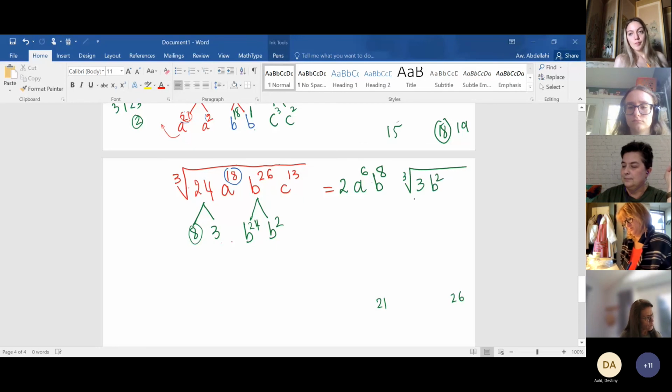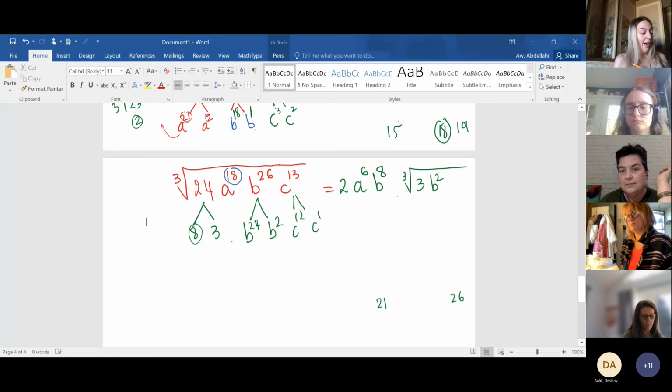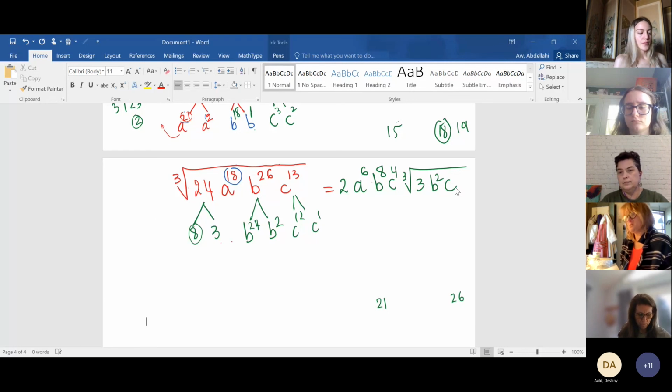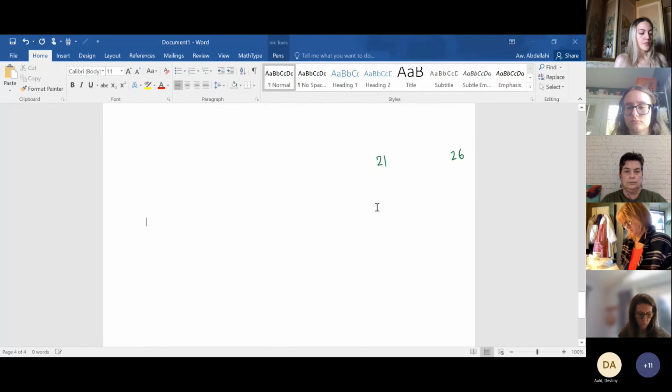Yeah. c to the 13th, right? Of course, we're going to use 12 and 1. 12 divided by 3 is 4. So c to the 4 and then c left inside. Okay? That's good. On a test or quiz or whatever, you will never see something harder than that. It's going to be exactly the same stuff.